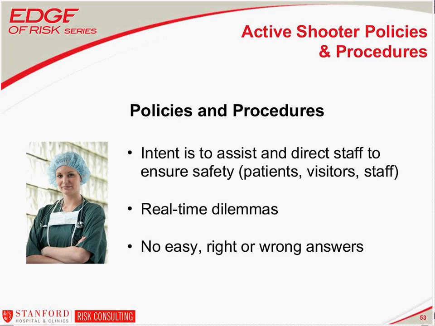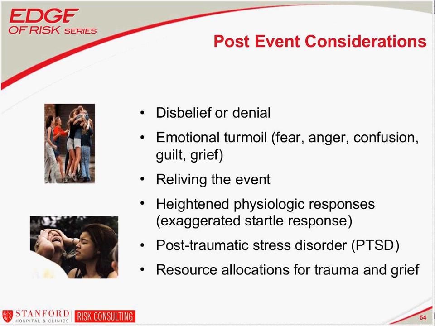Hospital leadership must provide guidelines as well as emotional support to assist staff in coping with the trauma of surviving an active shooter event. But realize that depending upon the situation, these policies may fall far short of providing clear guidelines for specific behaviors and actions during real-time dilemmas. In addition to decision-making dilemmas, we must also consider post-event consequences for victims and survivors.